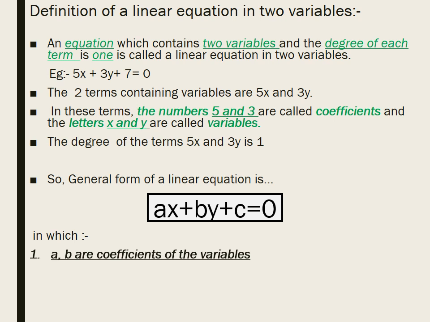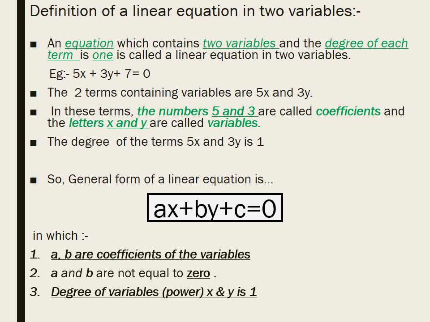So what are the necessary conditions for this equation to be a linear equation in two variables? First, a and b should be non-zero. That means it should take any value other than 0. A and b cannot be 0. And the second condition, the degree of variables or the power of variable should be 1. In the given equation we have two variables x and y. Their power should be 1. It cannot be a square term or a cube term.